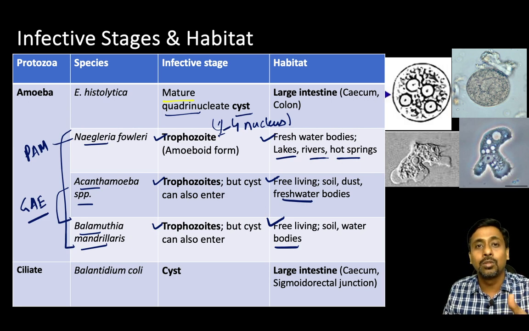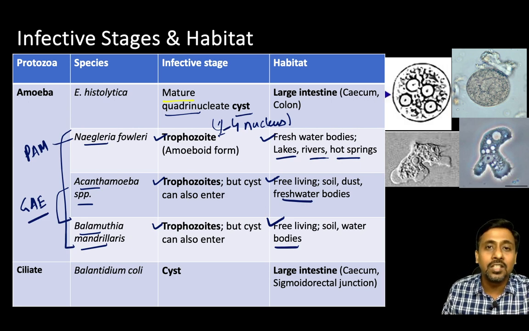Okay, but to cause infection, the infective stage is amoeboid and not the flagellate stage. And in Acanthamoeba and Balamuthia mandrillaris, there is no flagellate stage, so only the trophozoite stage, or the amoeboid form of the trophozoite stage, causes the infection.